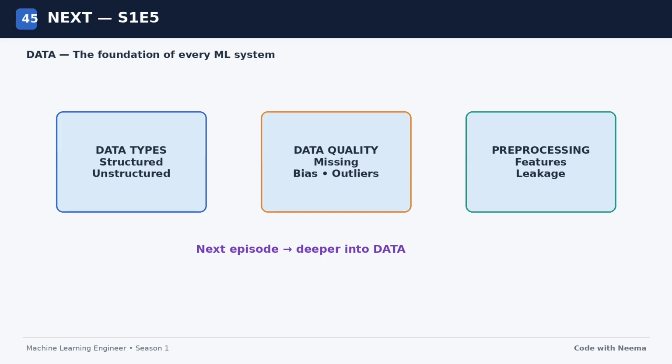In the next episode, we are going to zoom into arguably the most important component of machine learning, data. We will understand structured and unstructured data, features and labels, data quality, sampling, bias, missing values, outliers, leakage, and pre-processing. Because remember, garbage in, garbage out. If the data is bad, even the most sophisticated model won't magically fix the problem.